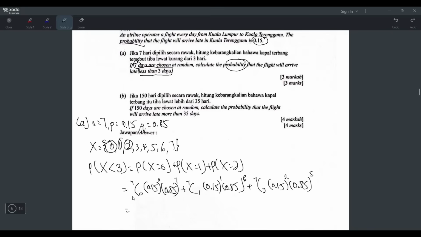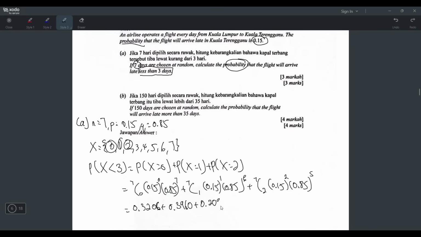Okay, now it's time to press the calculator. So 7C0, you don't have to press, that one is 1. 0.15 power 0, that one also 1, no need to press. You can just press 0.85 power 7, so it's 0.3206. Okay, let's write in 4 significant figures. The next one, 7C1 times 0.15 power 1 times 0.85 power 6, that would be 0.3960. And then the next one, if you press, you get 0.2097.